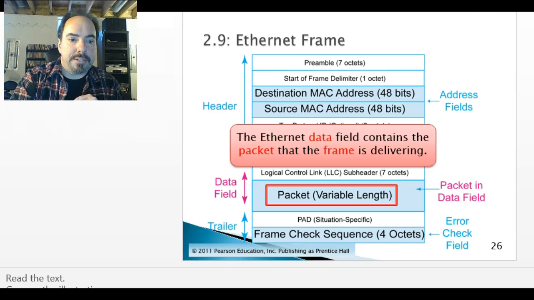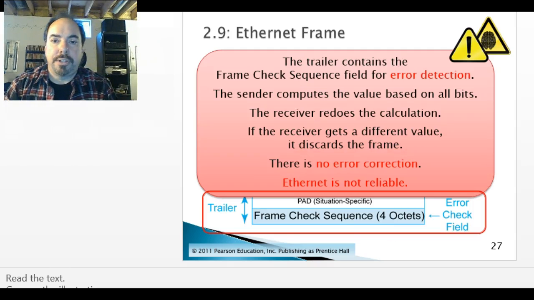We said that, and the Ethernet frame does error detection. It does not do error correction.